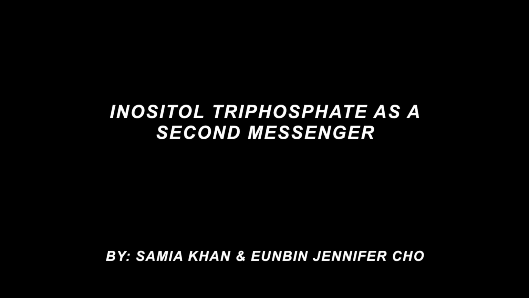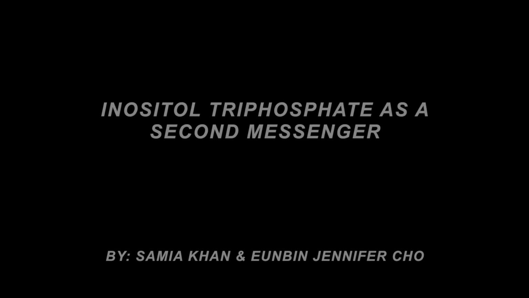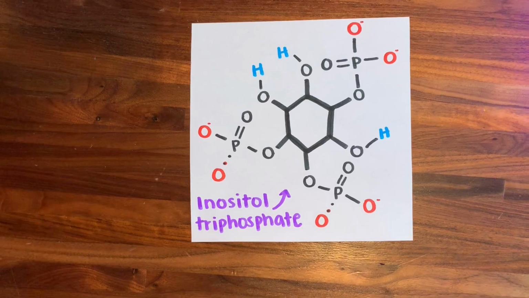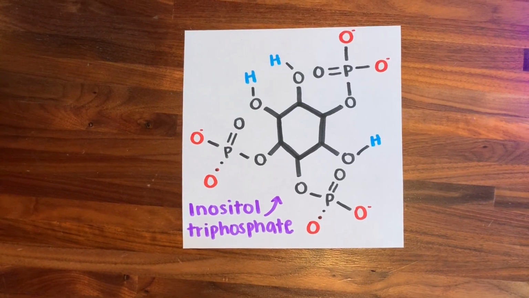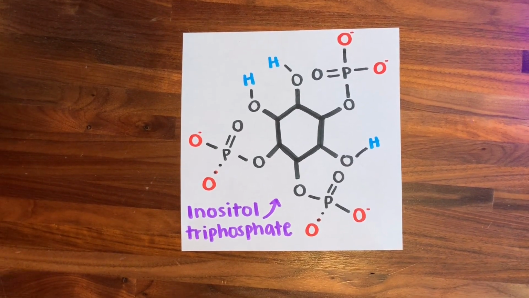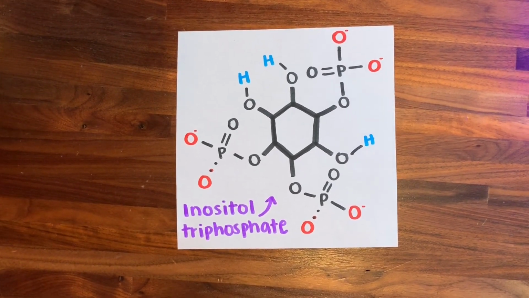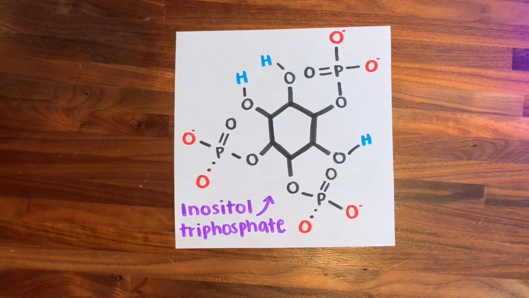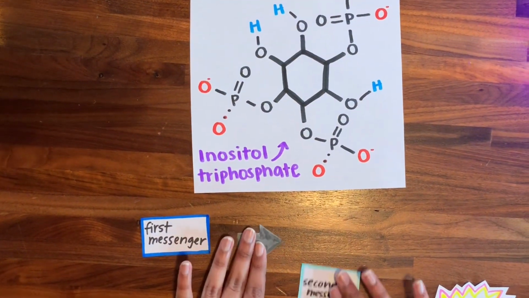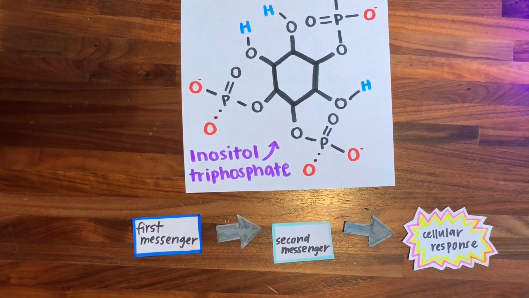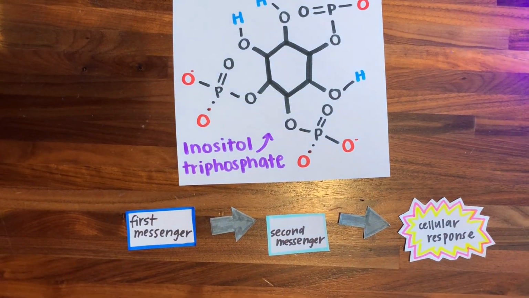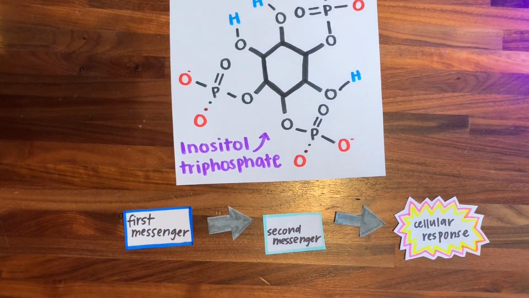Inositol Triphosphate as a Second Messenger by Samia and Eunbin Jennifer Cho. Inositol triphosphate is an intracellular messenger that is formed after the activation of phospholipase C. There are three components to the inositol triphosphate system: the first messenger, the second messenger, and the cellular response. Inositol triphosphate is hard to pronounce, so some smart scientists shortened the name to IP3.